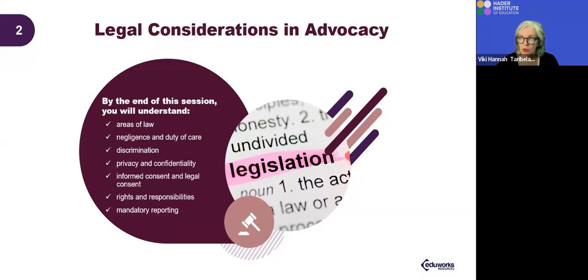And then the legal consent, which means you will have that formally signed. Rights and responsibilities, you have both, and your client has both. And then what is mandatory reporting in that space? Being an advocate and saying that you're going to keep everything private and confidential, you have a duty of care around safety. So risk to self or others requires mandatory reporting.